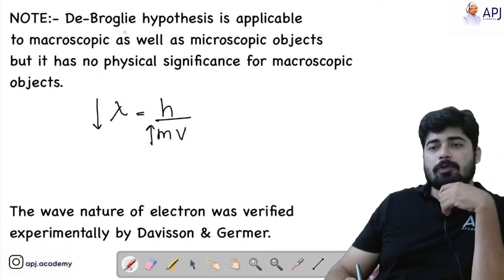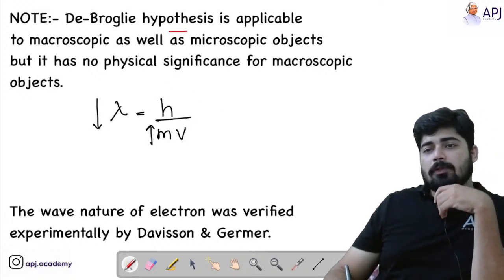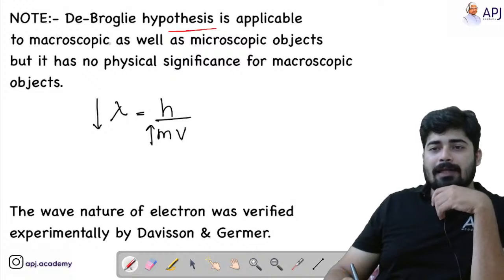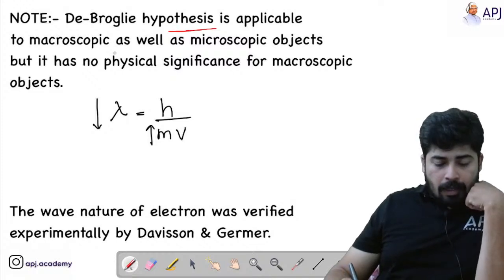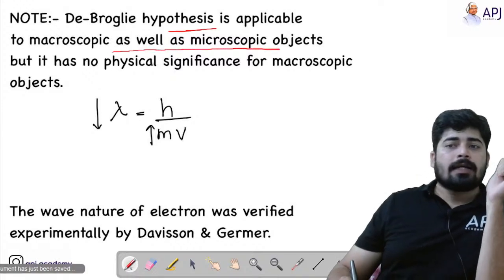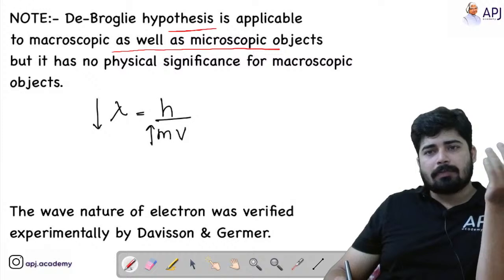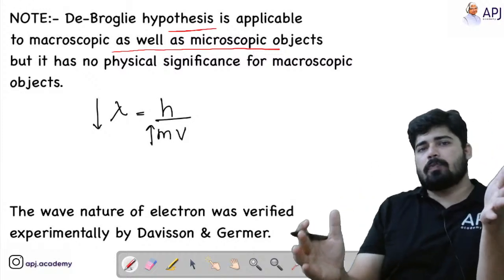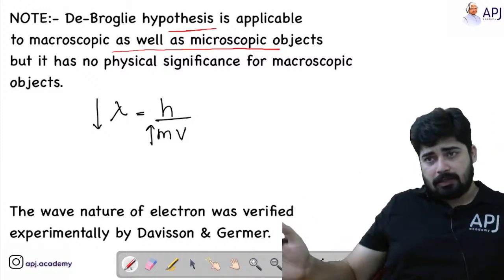Here you have to note that de Broglie hypothesis is applicable to macroscopic as well as microscopic objects. You have to remember this. What do you mean by macroscopic? Macroscopic means that has large mass.